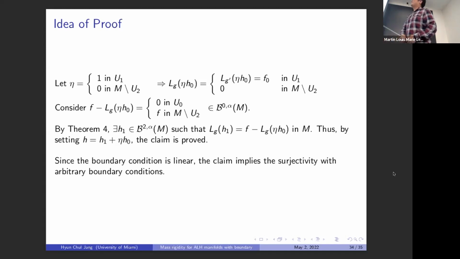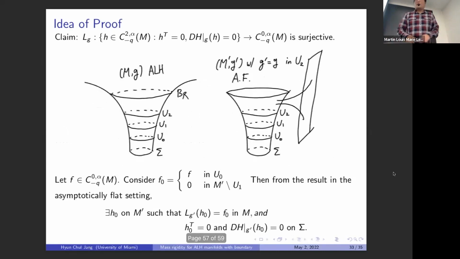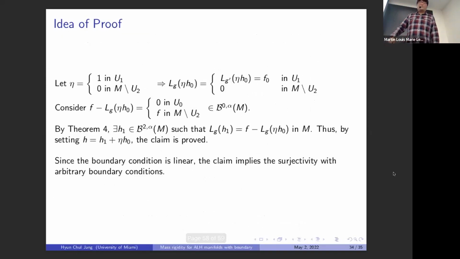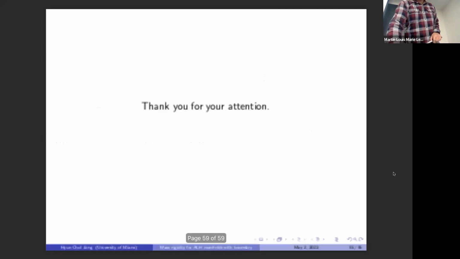And the boundary condition is linear. Here our setting is using a Dirichlet and Neumann type, but this boundary condition is actually linear, so we can claim that the surjectivity works for arbitrary boundary conditions as well.